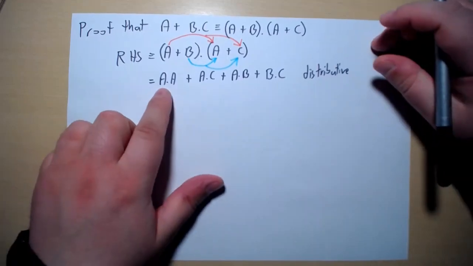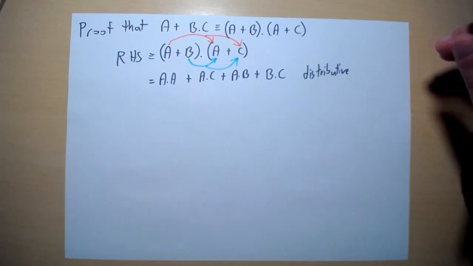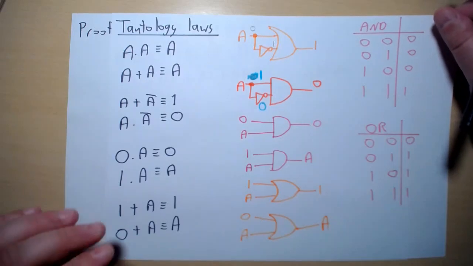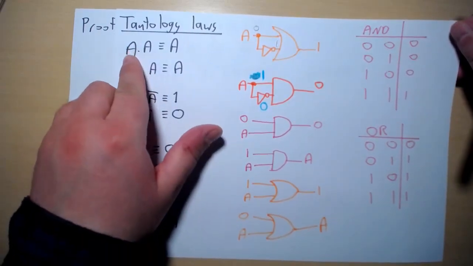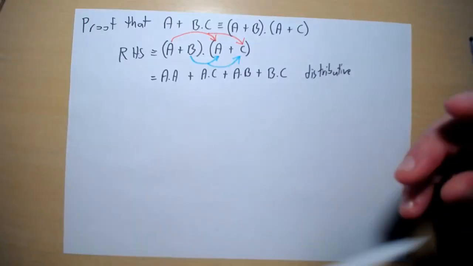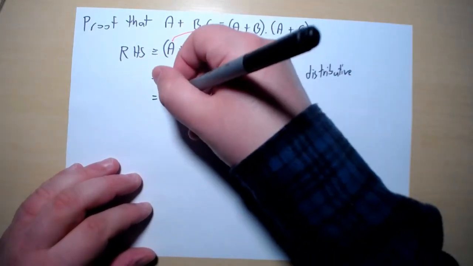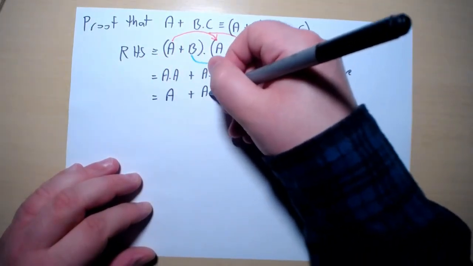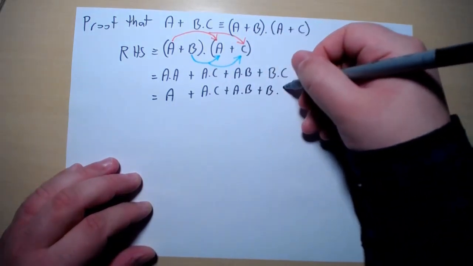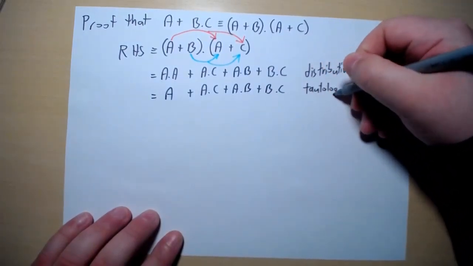Now, here we have A and A, and we know that using the tautology laws that I have explained in my previous video, when we have A and A, it gives us an A. Therefore, this one can be reduced to A or A and C or A and B or B and C using the tautology law.